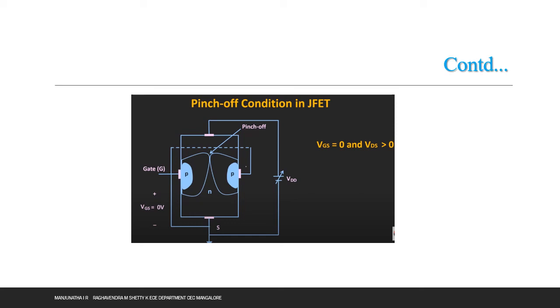That's one point. When ID has become 0, it removes the potential difference across the depletion region. When that potential difference is removed, there is no depletion width. So practically this is not possible. So ID will not become 0.